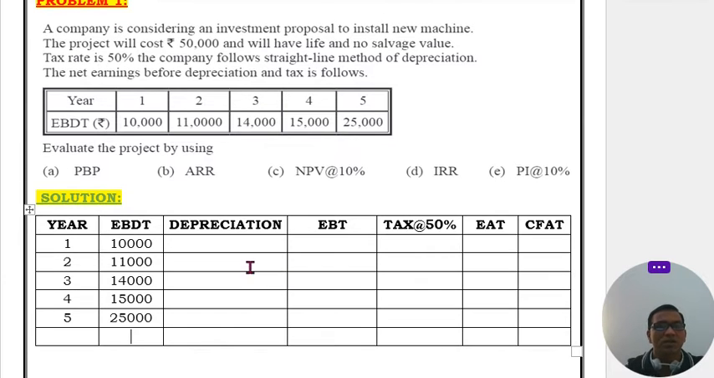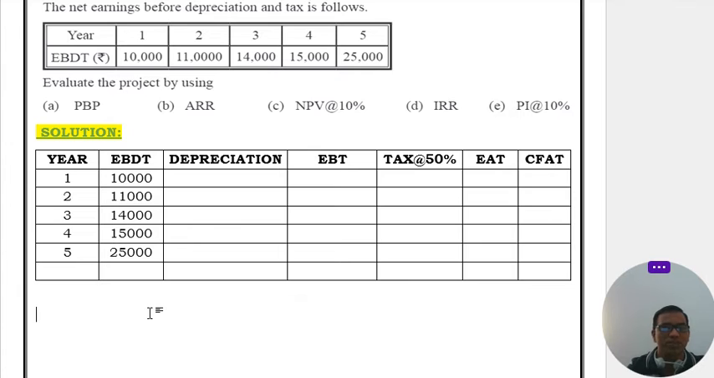Depreciation. So from EBDT, if you minus depreciation, you will get EBT, earnings before tax or profit before tax. From EBT, you have to minus tax at the rate of 50%, then you will get EAT, earnings after tax, or PAT, profit after tax. Then to EAT, if you add depreciation, then you will get CFAT. What about depreciation? We don't know the depreciation value. Let us calculate depreciation here. So how will we get the depreciation value?